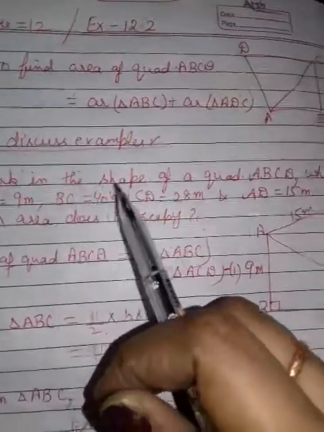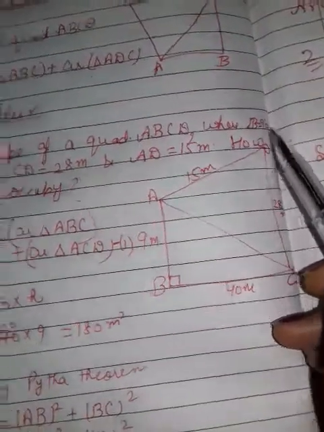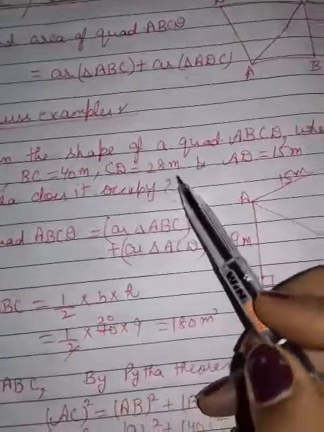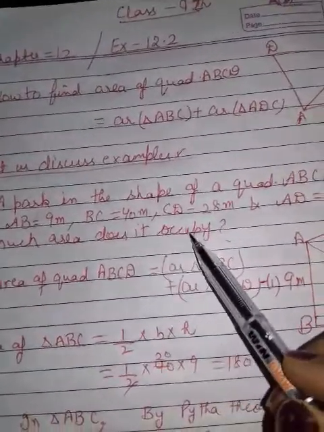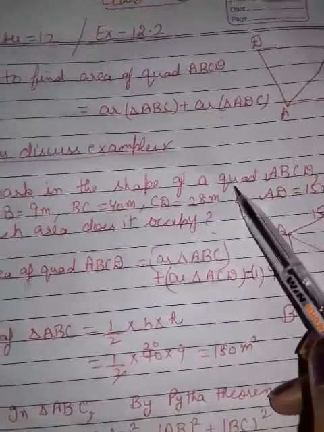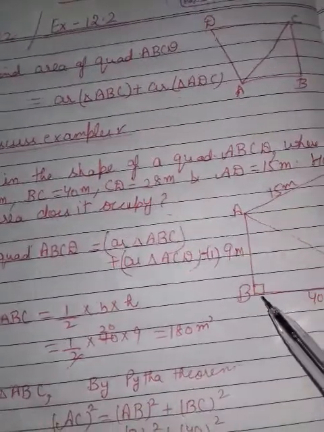A park in the shape of quadrilateral ABCD, where angle B is 90 degrees. AB is 9, BC is 40, CD is 28, AD is 15. How much area does it occupy? Means you know that the shape is ABCD, a quadrilateral. You will take AB is 9, BC is 40.